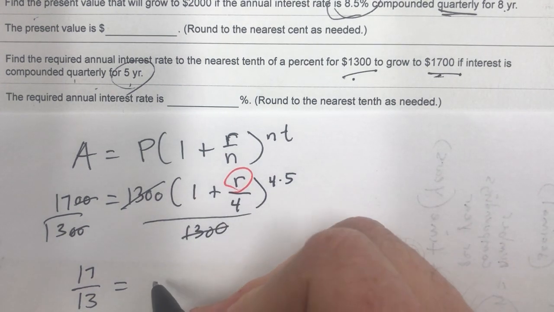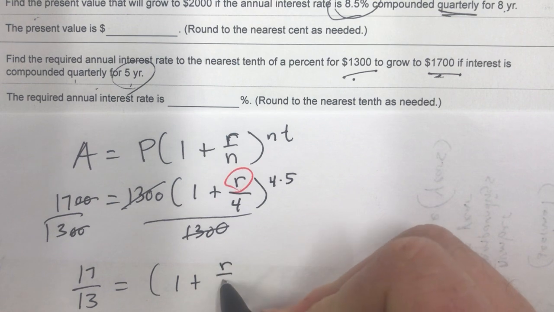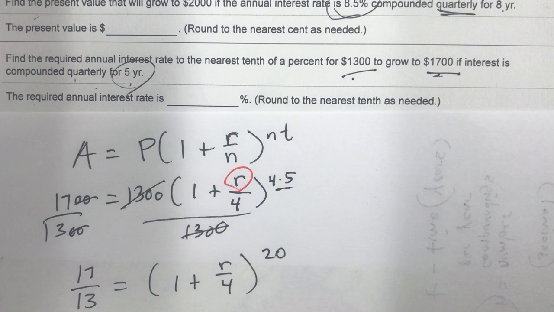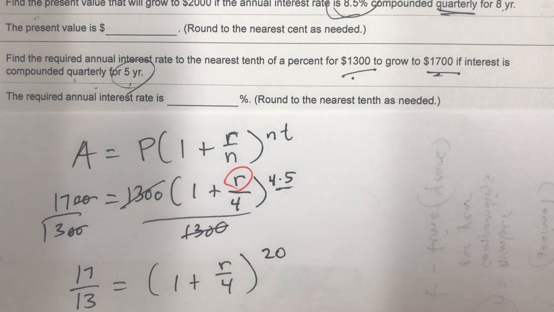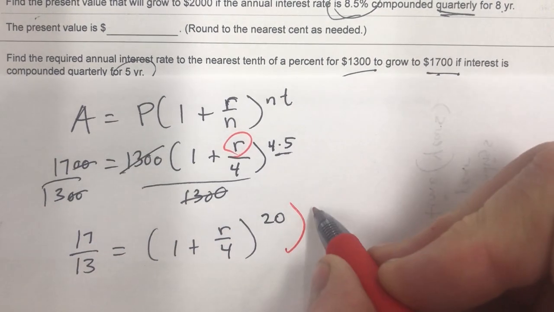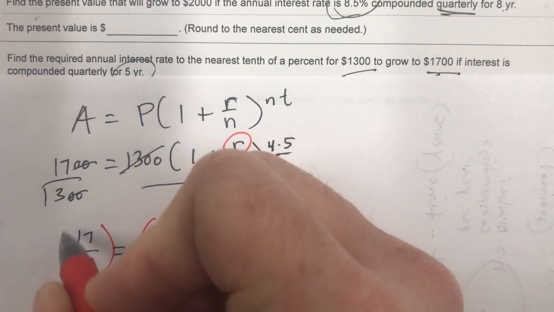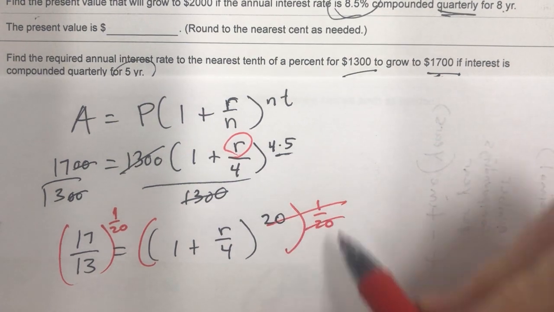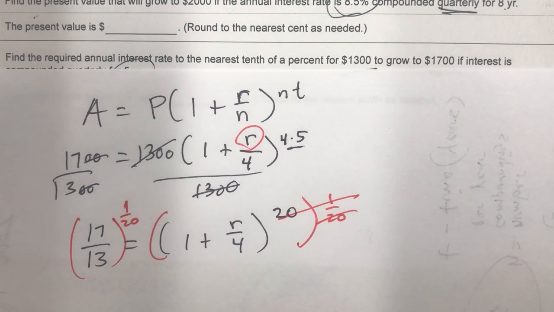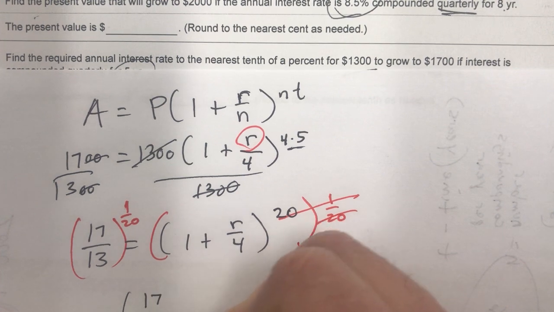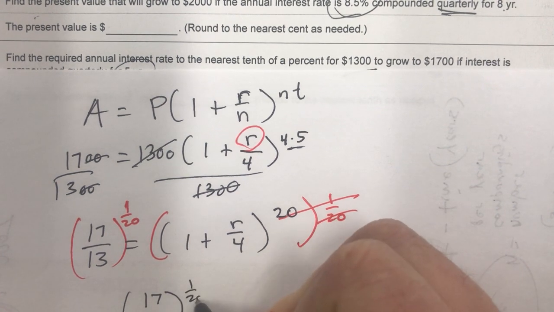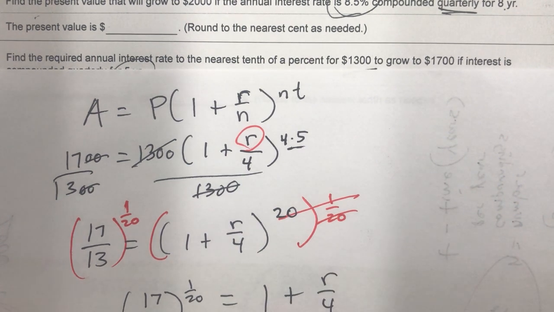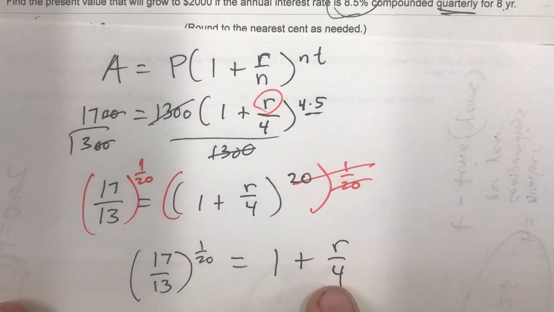Now right here, I've got 1 plus r over 4 to the 20 power. 4 times 5 is 20. Since that's the 20th power, I'm going to raise both sides to the 1 over 20 power, which is what we did a while ago. So the 20 and the 1 over 20 will cancel. What I have now is 17 over 13 to the 1 over 20 power equals 1 plus r over 4.